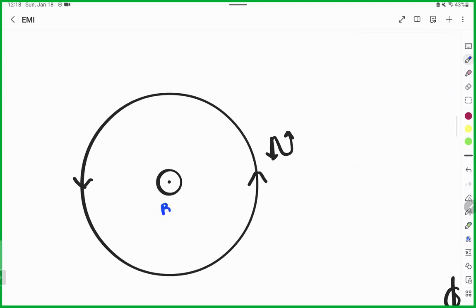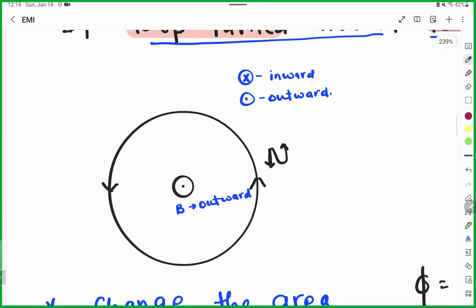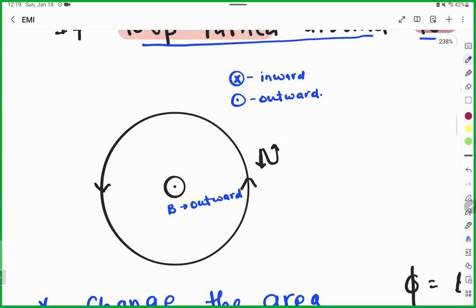Magnetic field in clockwise. Magnetic field outward. If it is a dot, outward. If it is a cross, then inward. Correct? Cross means inward direction. And if it is a dot, then outward direction. Any doubt?